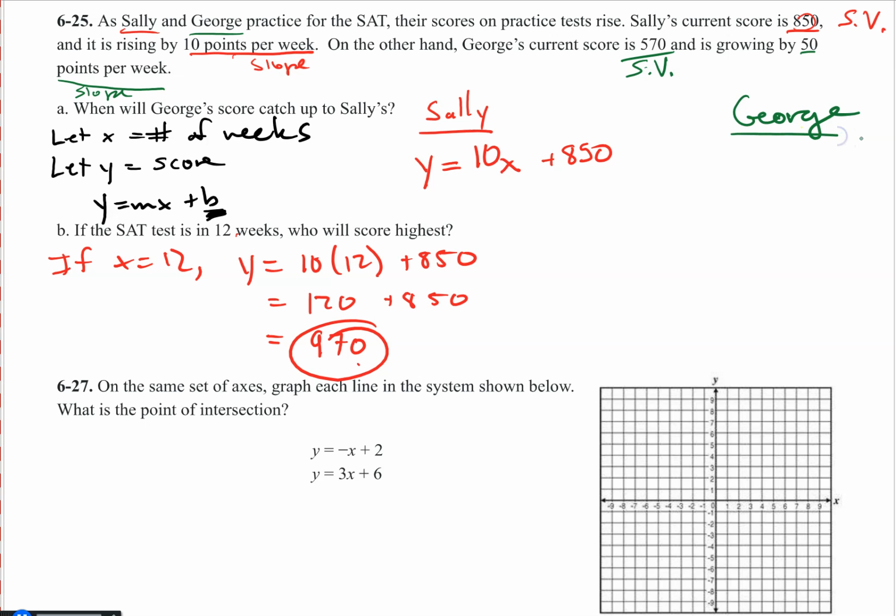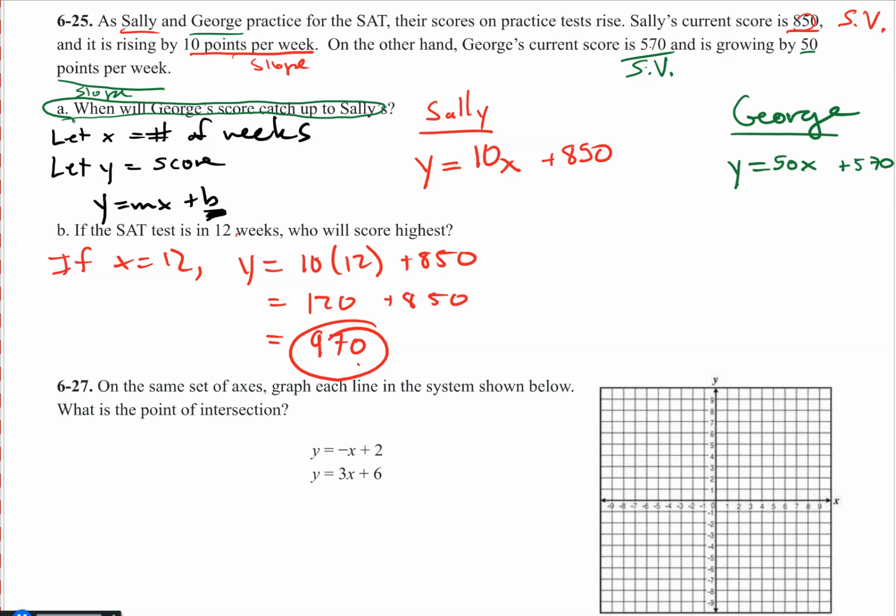George, on the other hand, he starts at 570. So y equals something something plus 570. And he's growing by 50 points per week, so that's going to be 50x plus 570. So now let's answer question A. When will George's score catch up to Sally's?